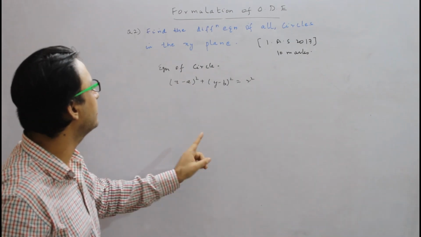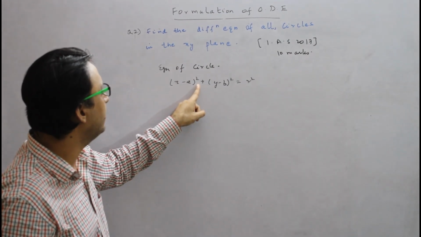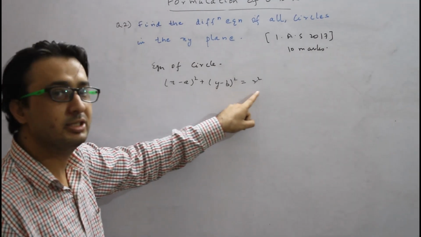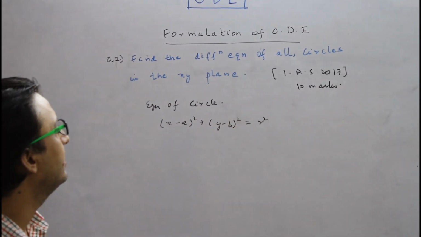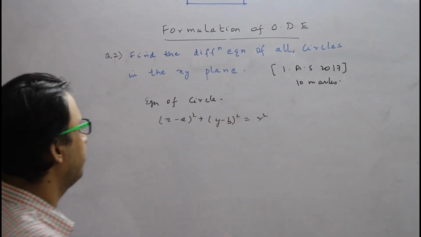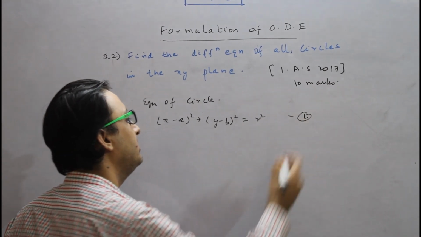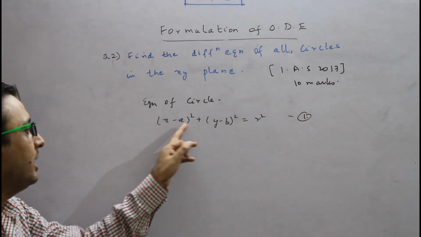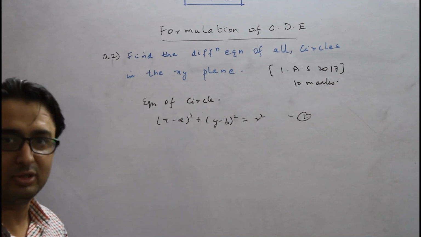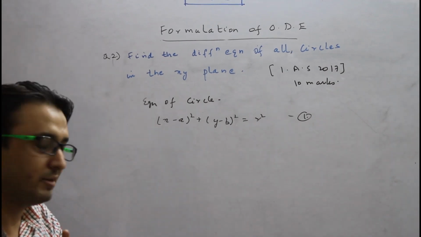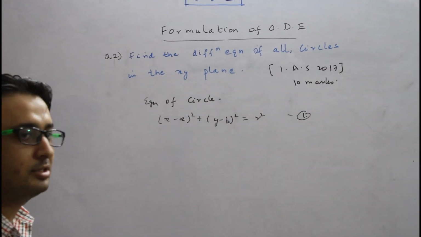So the equation of this circle is x minus a whole square plus y minus b whole square is equal to r square. So this is the equation of circle. This is the first step, that we have to write down the equation. Now we have 3 arbitrary constants. So how many times will we have to differentiate? We will have to differentiate thrice. So let's get started with this.